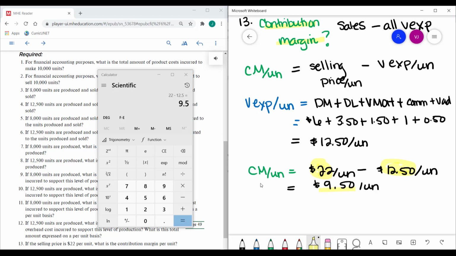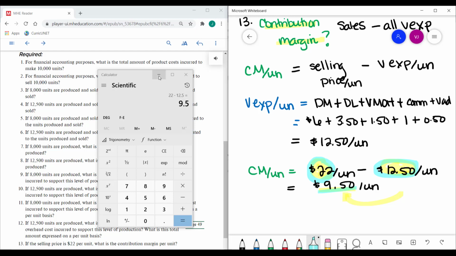$9.50. So every unit is contributing, remember, the name is called contribution margin. Each unit that we sell is contributing $9.50 to the fixed cost burden that the company has. Okay, so each unit we sell is bringing in $22, but each unit that we sell is also costing us $12.50 in variable costs. So that leaves us with only $9.50 per unit to help cover the fixed cost that the company is incurring.